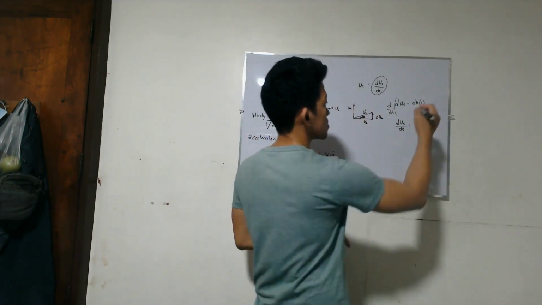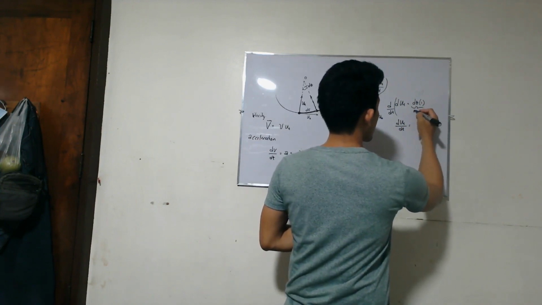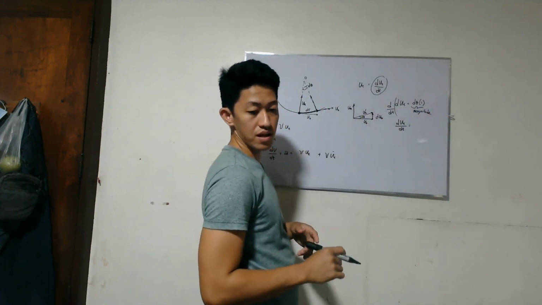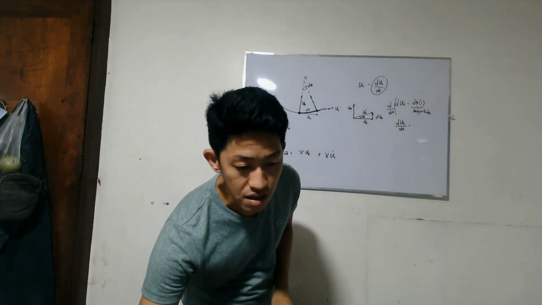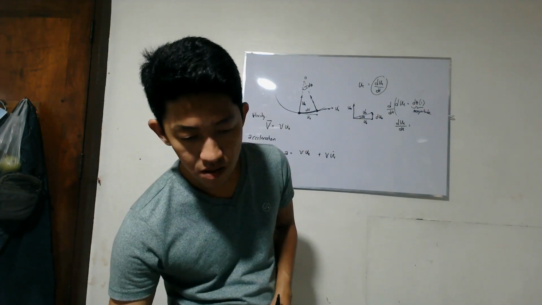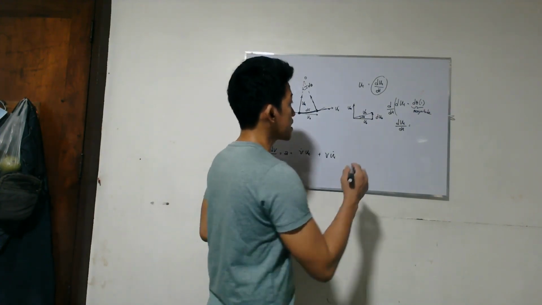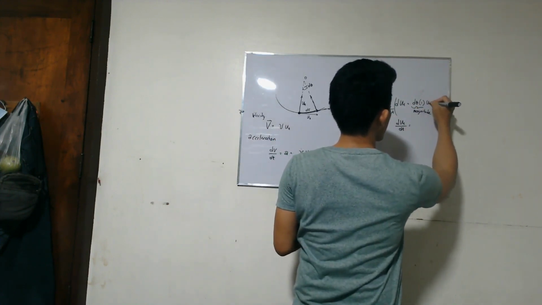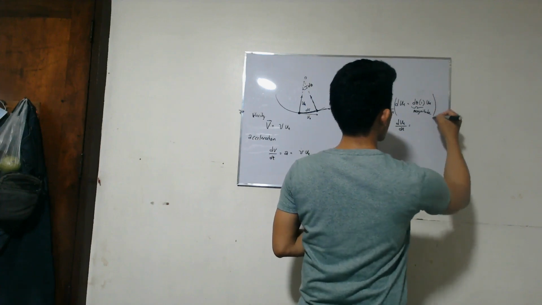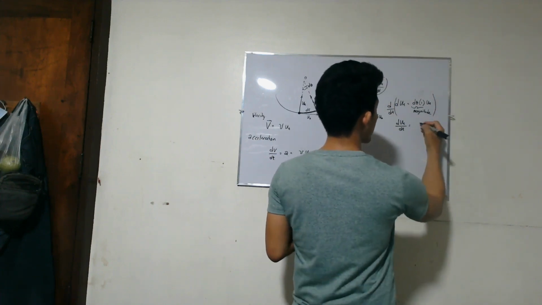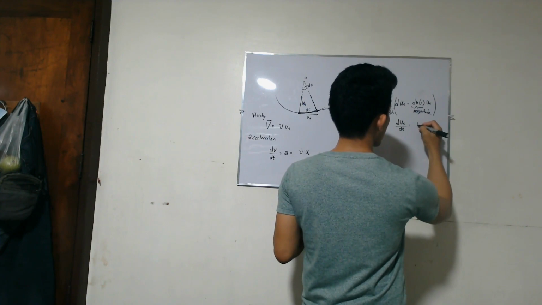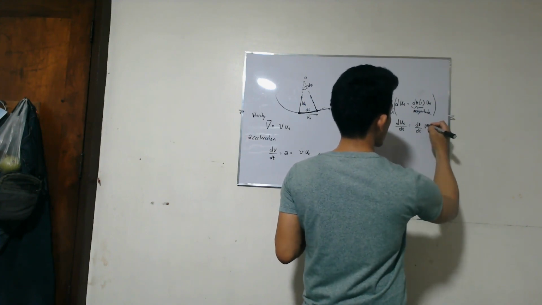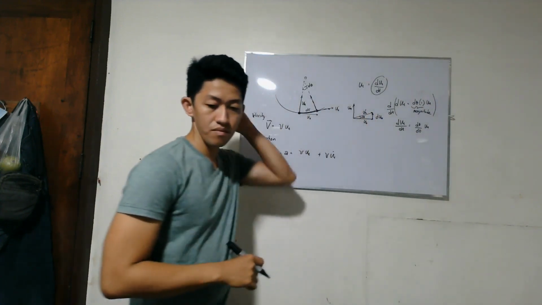Kulang ni siya ang direction. This is the magnitude. Ang direction niya, the direction would be same sa u sub n, no? Same direction, so u sub n. Okay? Okay na. So this becomes u sub n. Okay?